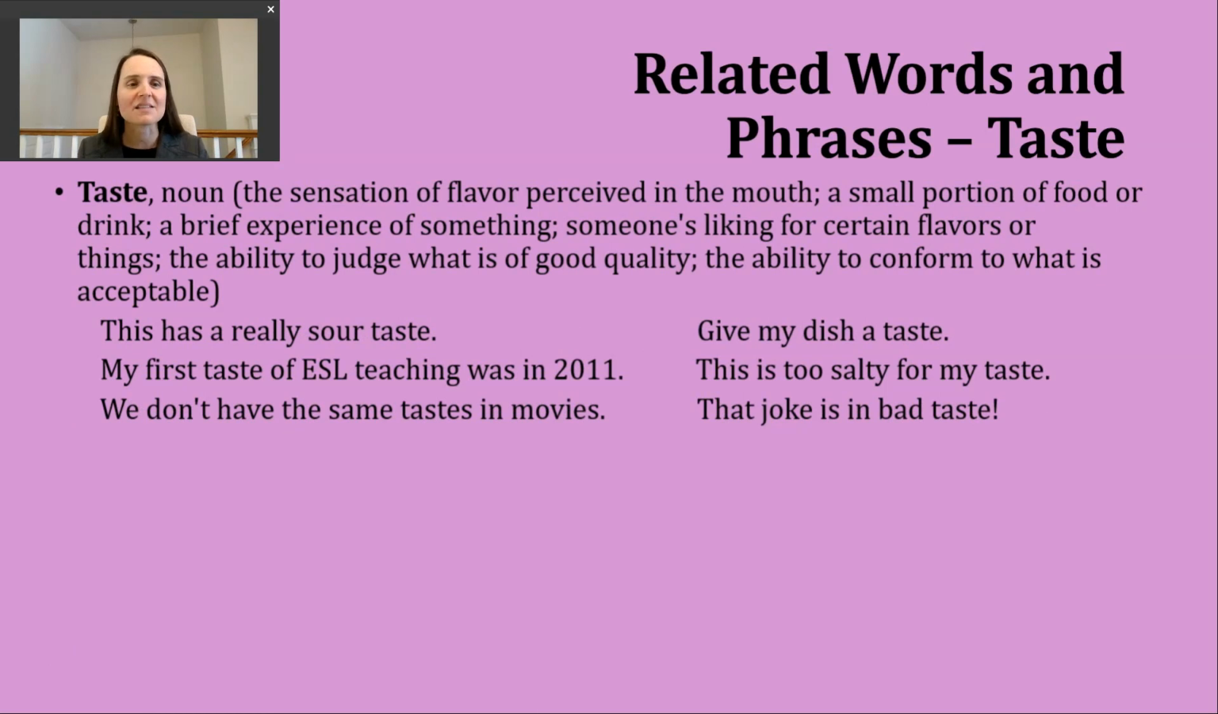So, an example of this: this has a really sour taste. So I can tell that taste is not my verb here because I see has, and I can see the article a in the sentence as well. But I could express the same idea and make it a verb. I could just say this tastes sour, or really sour if I'm trying to stress it. But those are really two ways to talk about the flavor, what you're experiencing as you consume food or drink.